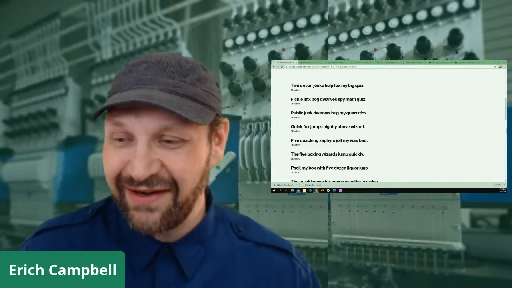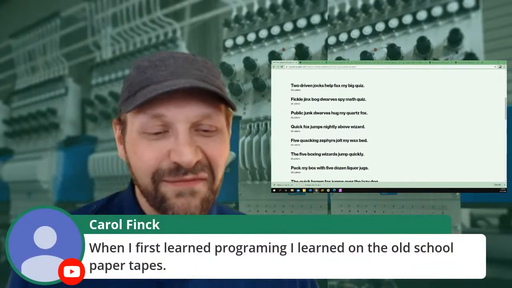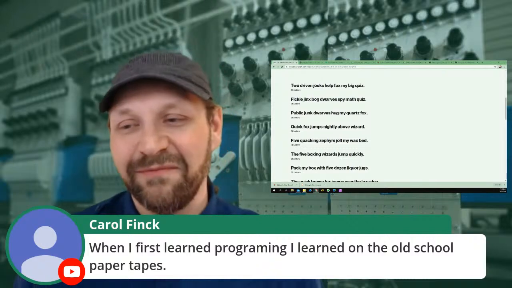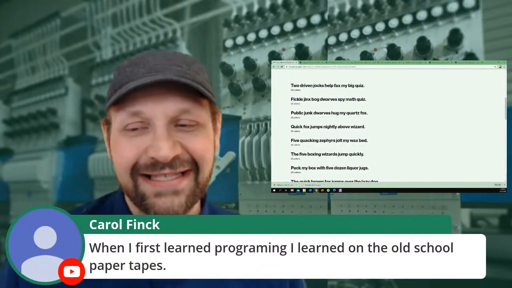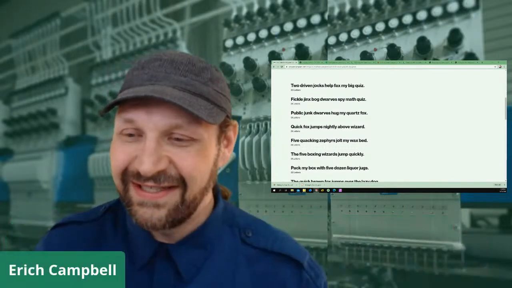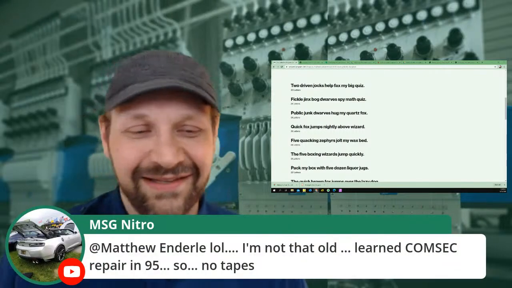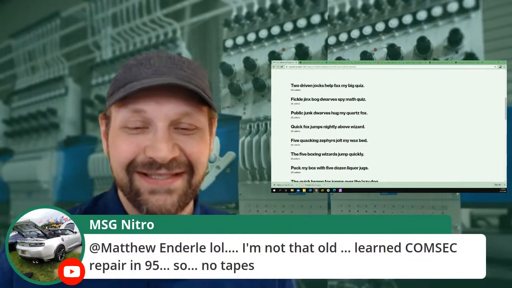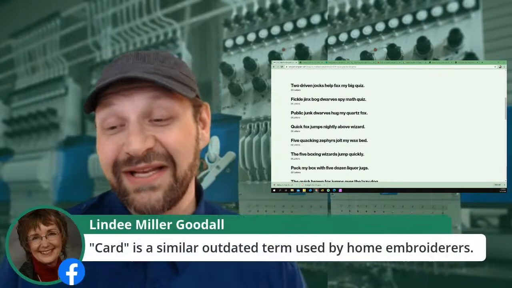Let's see here too. Carol Fink says, when I first learned programming, I learned the old school paper tapes. Yeah, computer programming on punch cards and paper tapes, that is a thing, guys. So that is real. Let's see. I learned cosmetic repair in 95, so no tapes. I'm not that old, says MSG Nitro. All right.